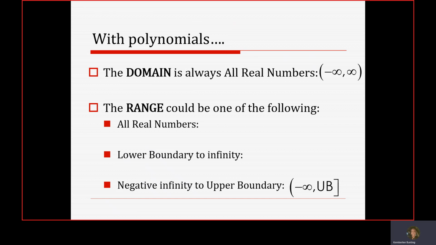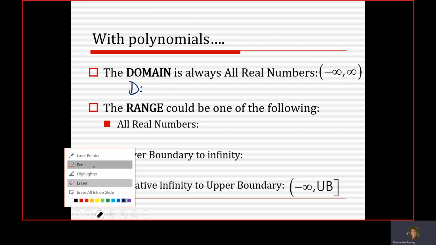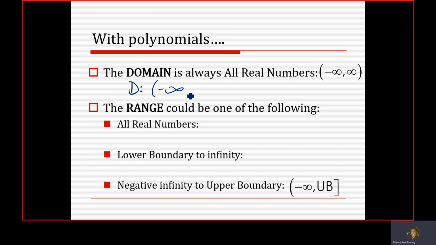The domain, all possible x values of any polynomial, will always be all real numbers. The domain for all polynomials will be all real numbers. I'm doing all this fancy notation. Negative infinity to positive infinity, right?